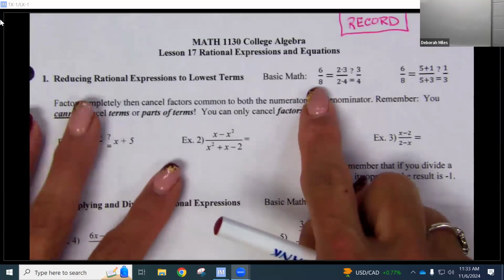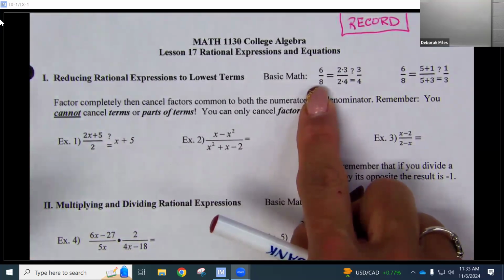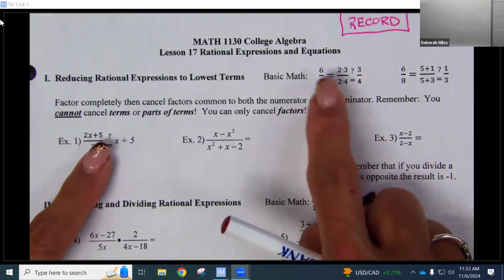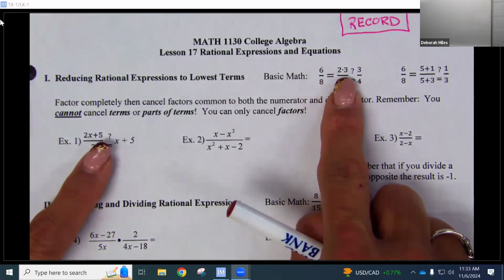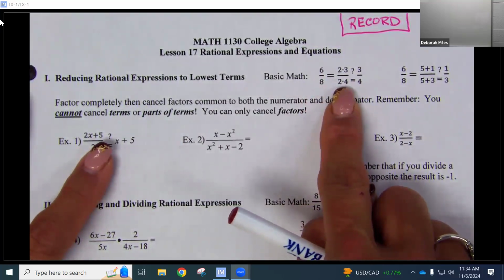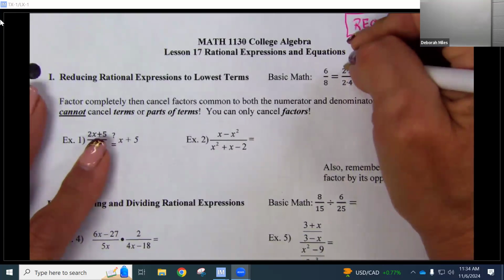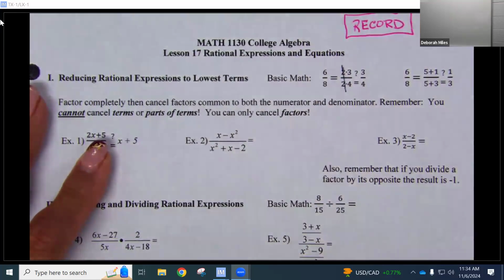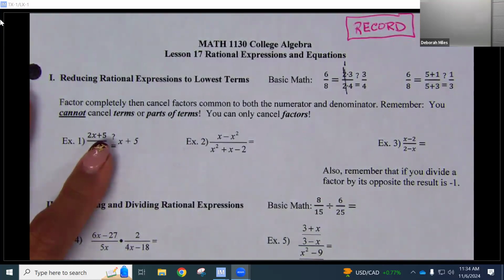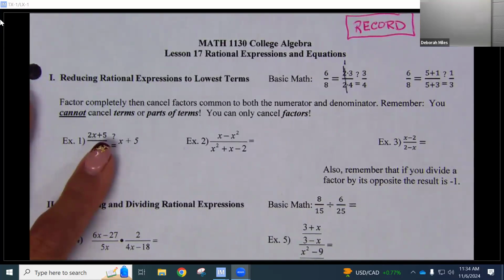In basic math, we might take a fraction like 6/8 and factor both the numerator and the denominator. We'd factor the 6 into 2 times 3. We'd factor the 8 into 2 times 4. And then is it legal to cancel these factors? To say 2 divided by 2 is just 1. And so 6/8 is the same thing as 3/4.